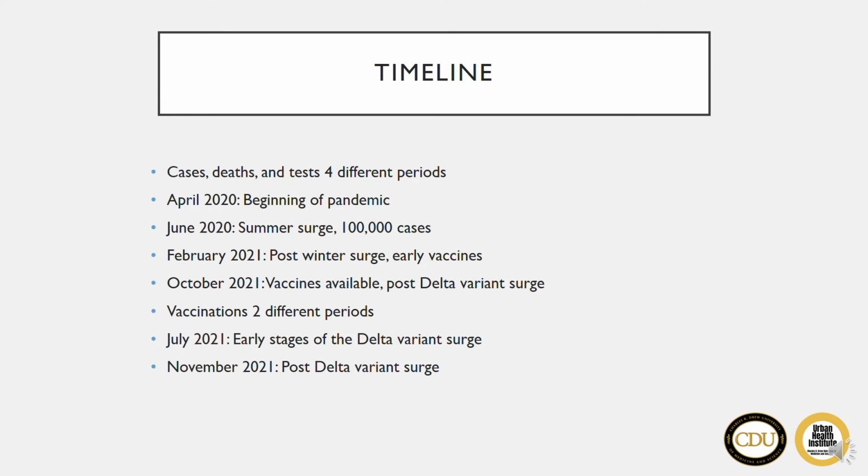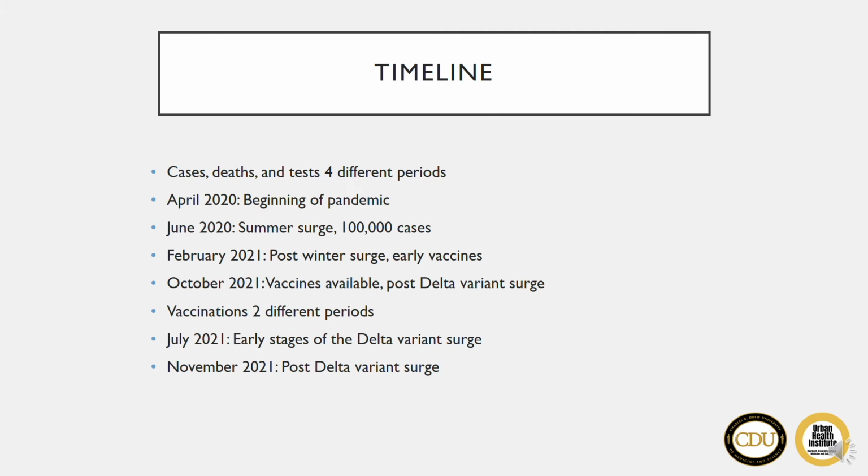We will be looking at the COVID-19 data throughout different times in the pandemic. For cases, deaths, and tests, we will be looking at 4 different periods. April 2020, near the beginning of the pandemic, a time when the earliest data became available. June 2020, during the 2020 summer surge, hitting the milestone of 100,000 cases in LA County. February 2021, at the end of the 2020 to 2021 winter surge, and when vaccinations were first available to certain groups of people depending on age, health conditions, and job risk. In October 2021, after the Delta variant surged in the late summer and when vaccinations became more widely available to the public.